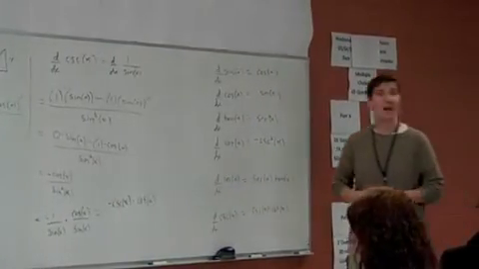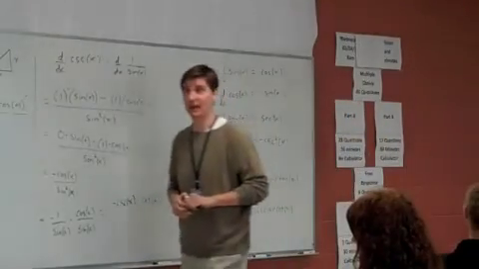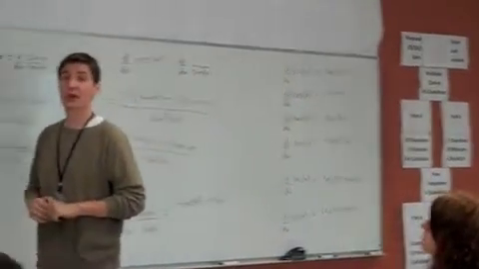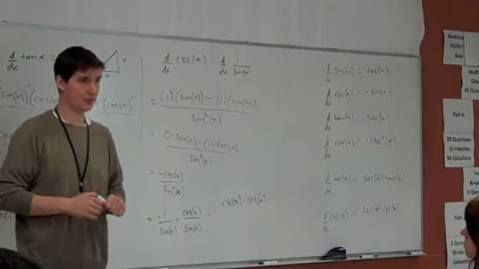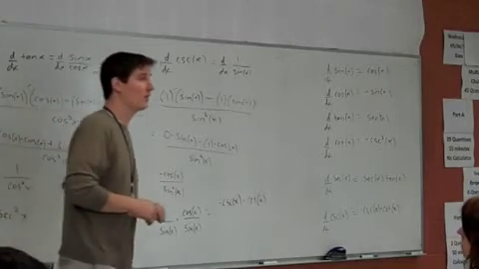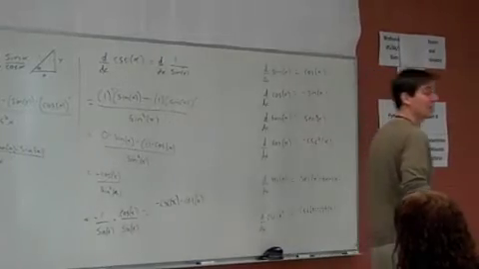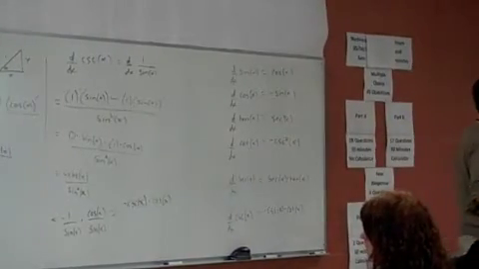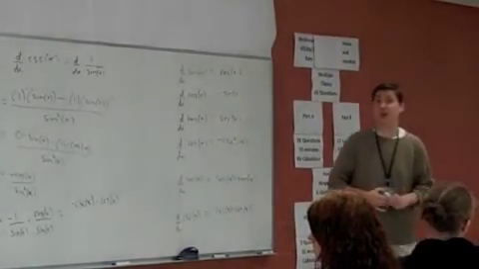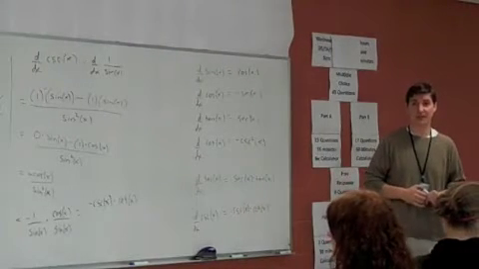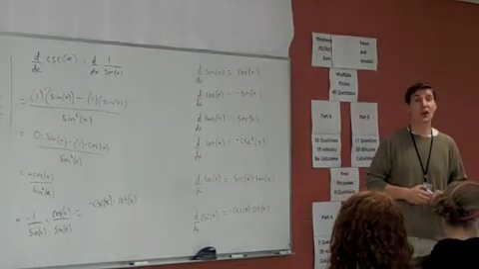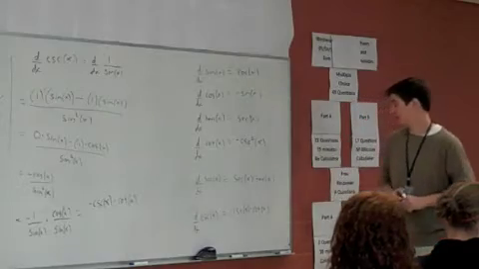So what's the derivative of sine? Cosine. Everyone. What's the derivative of cosine? Negative sine. What's the derivative of tangent? Secant squared. What's the derivative of cotangent? Negative cosecant squared. What's the derivative of secant? Secant tangent. What's the derivative of cosecant? Negative cosecant cotangent. Very good.